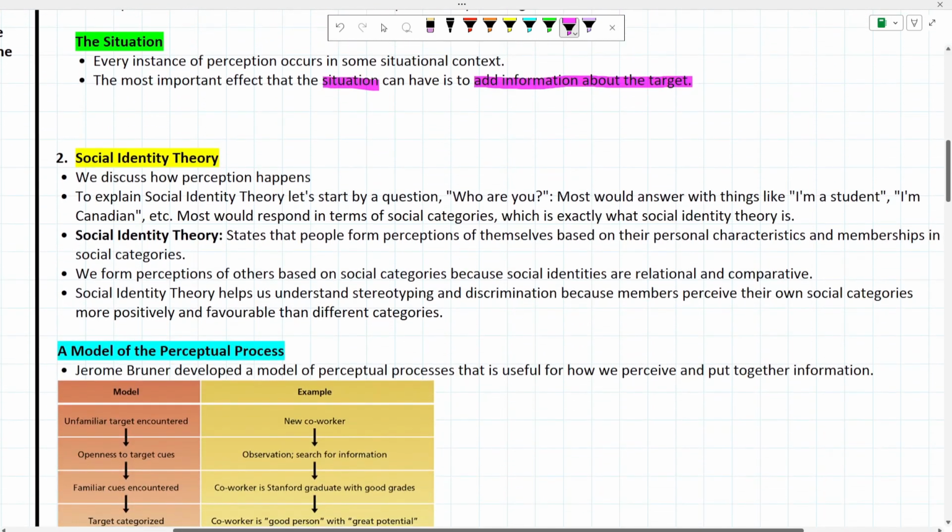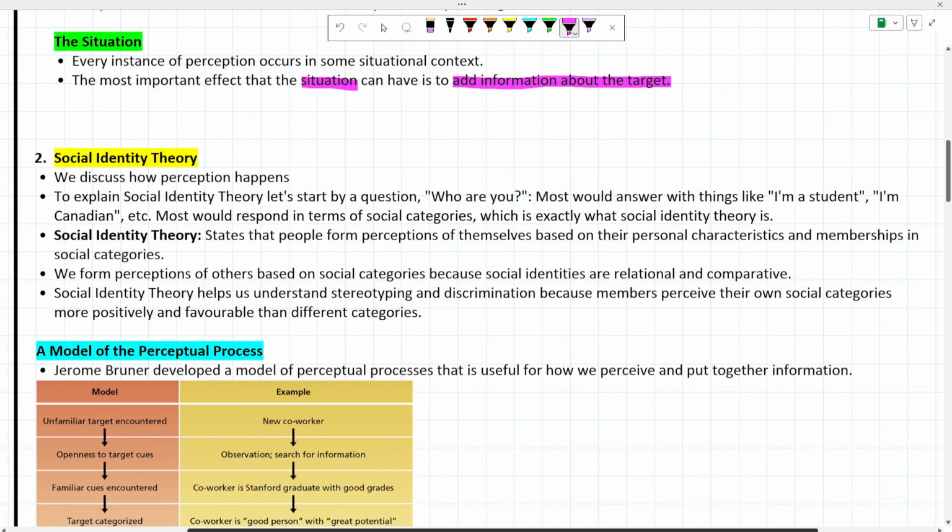So 2, social identity theory. So we discuss how perception happens. So to explain social identity theory, let's start by a question. Who are you? Most would answer this with things like I'm a student, I'm Canadian, etc. So most would respond in terms of social categories, which is exactly what social identity theory is.